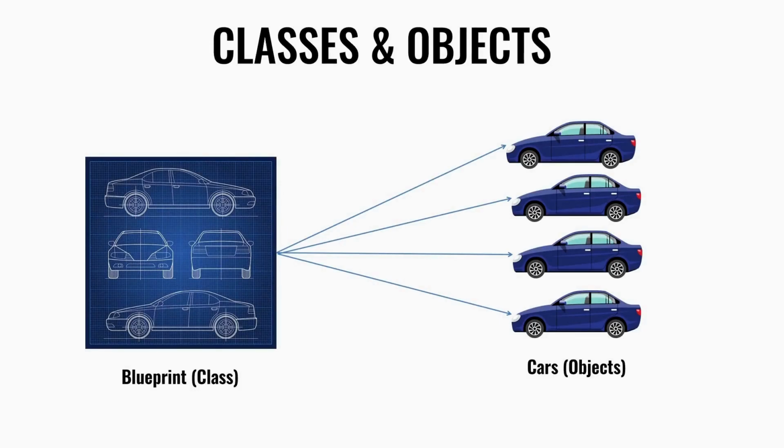Imagine you're planning to build a car. Before you start building, you create a blueprint or a plan. This blueprint describes what the car will look like, what features it will have, and how it will function. In Java, this blueprint is called a class. It defines the attributes and methods that each car based on this blueprint will have. Once you have the blueprint ready, you can start building actual cars based on that blueprint. Each car you build is an instance of the car class, and those manufactured cars are objects.